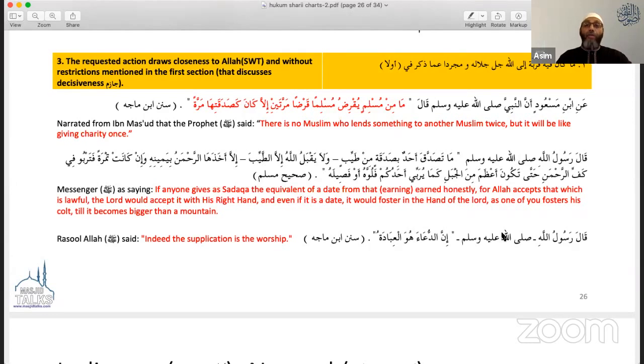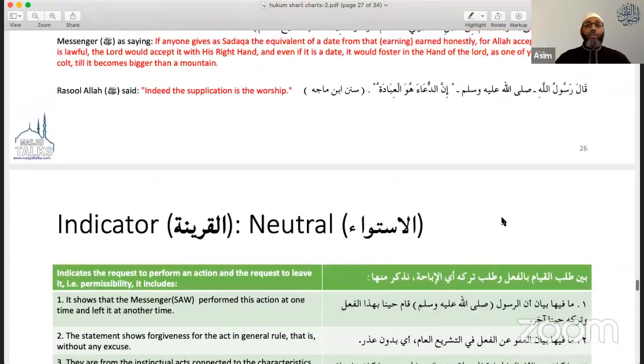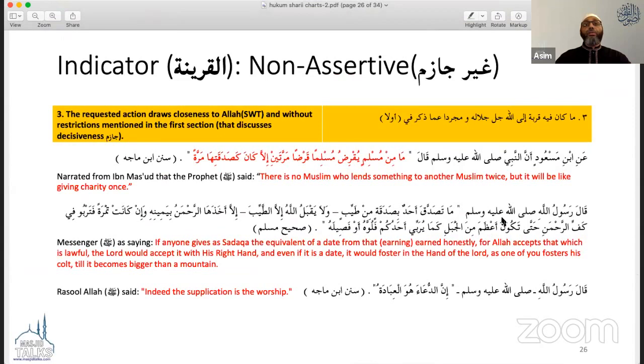But this dua, or the charity, or to give the qard, which is to lend money to a Muslim brother, all these things are part of the ibadah, part of something that brings you closer to Allah Azza wa Jal. So closeness to Allah subhanahu wa ta'ala is indicated from these ahkam, but it is not restricted by any of the decisive commands which were mentioned in the previous section. So this is what is about the qara'in or the qarina part, which is for ghair jazim.